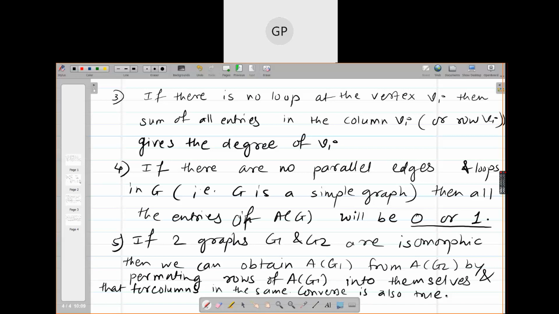So if a graph is given, you should be able to write its correct adjacency matrix, and conversely. Conversely means if the adjacency matrix of a graph is given, you should be able to draw the correct graph. Do you understand this? Yes.